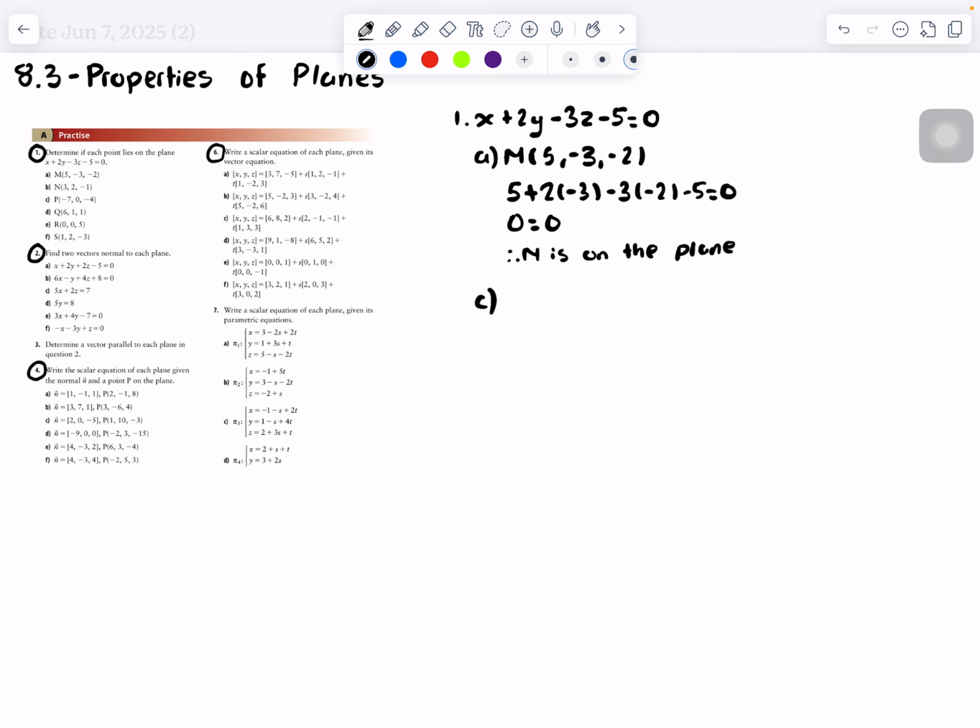Let's do C. That's P is negative 7, 0, 4. So we get negative 7 plus 2 times 0 minus 3 times 4 minus 5. Does that equal 0? Let's see. Negative 7 plus 2 times 0 minus 3 times 4 minus 5 is negative 24. Is that a mathematically true statement? No, so I'm going to put not equals 0. Therefore, P is not on the plane.